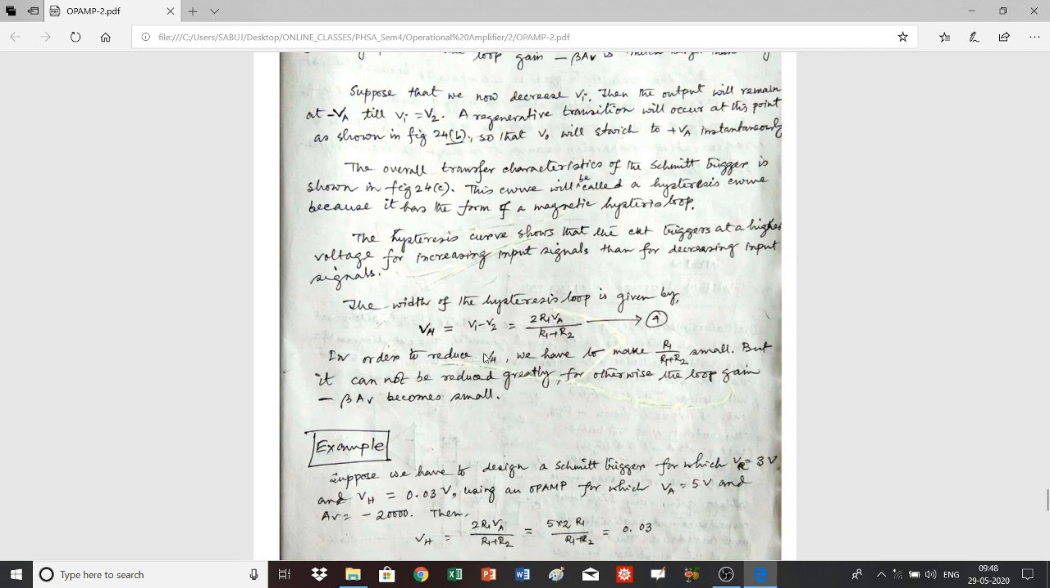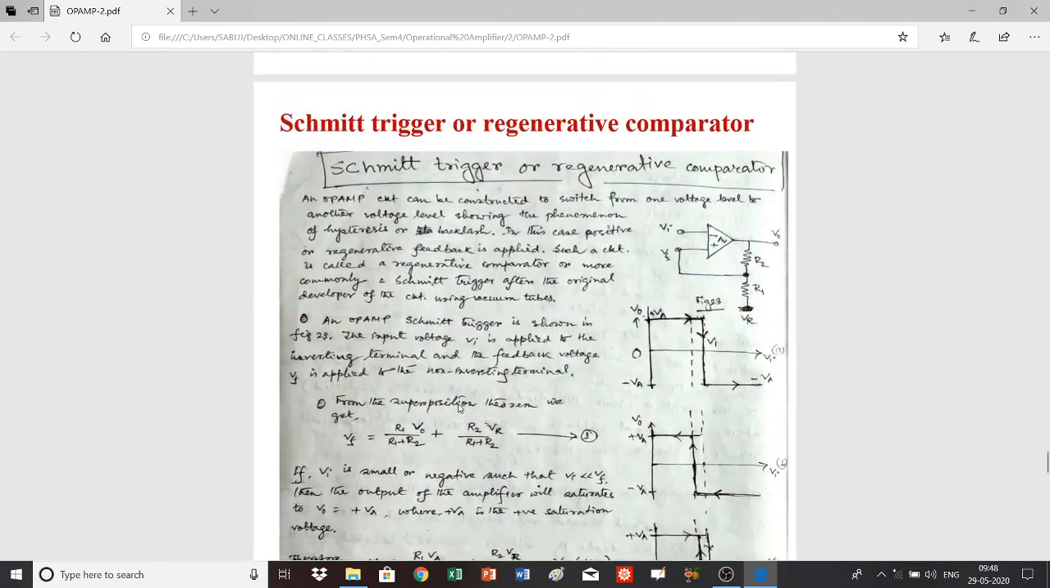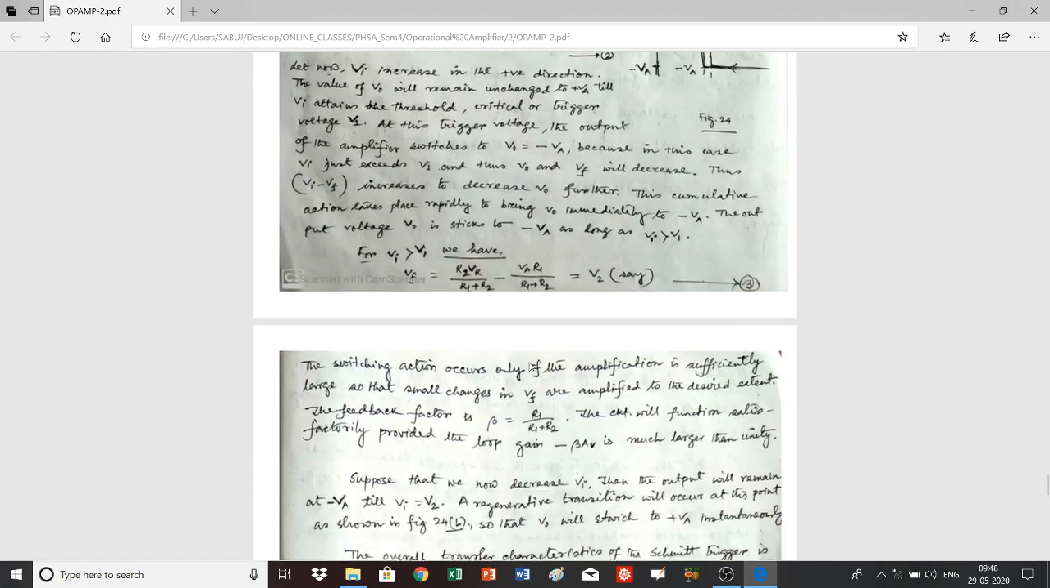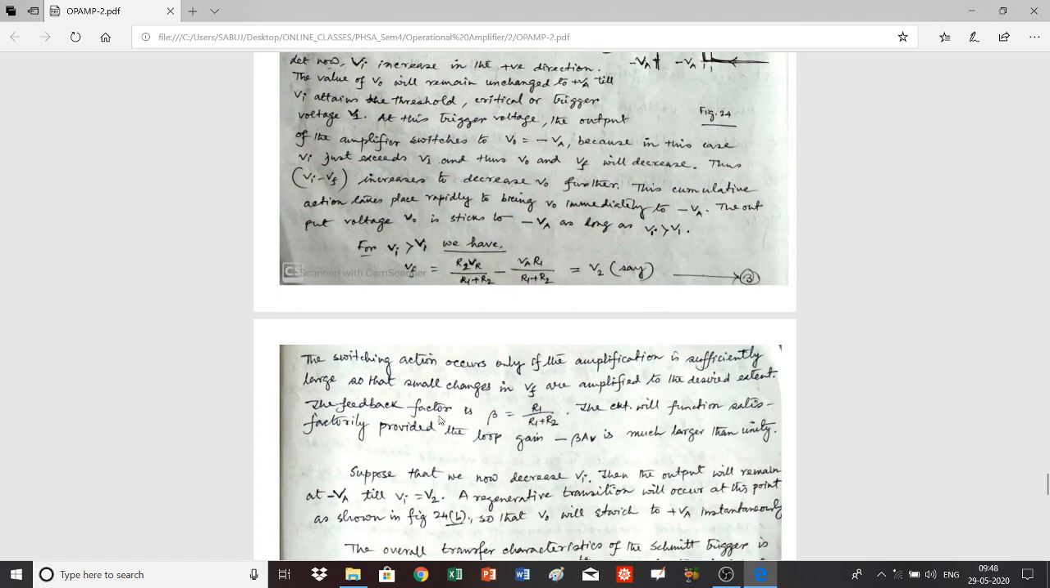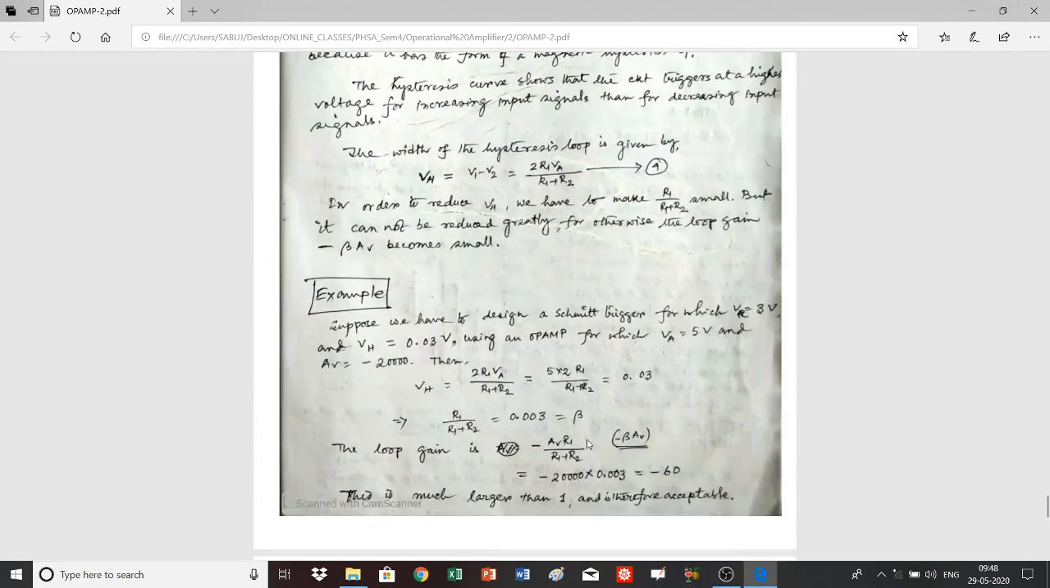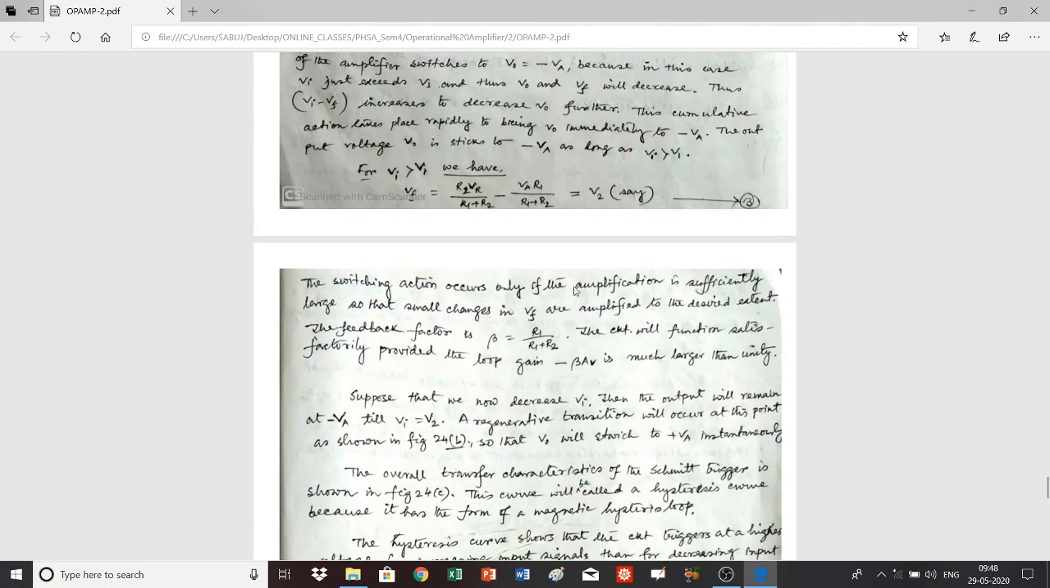So in order to reduce VH, you have to make R1 by R1 plus R2 small, but it cannot be reduced greatly, because if you reduce it greatly, the loop gain, that is equal to minus beta Av, where Av is the gain and beta is the feedback fraction, will be very small. Now come here. In this circuit arrangement, the feedback factor beta is equal to R1 by R1 plus R2, and we know that the loop gain is nothing but minus beta Av. So these two relations will be applied in this case.